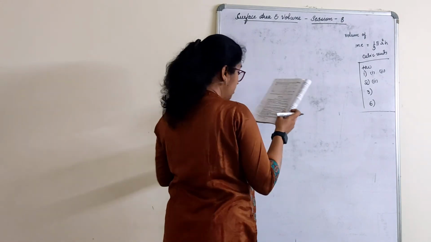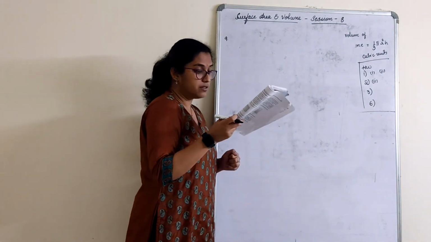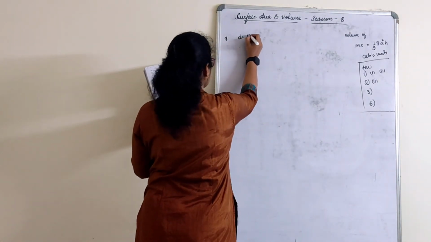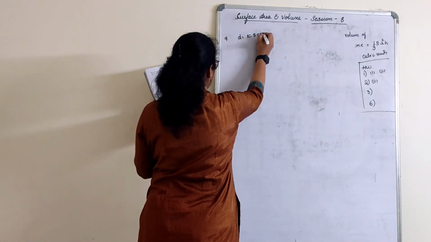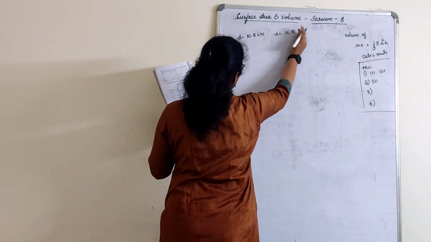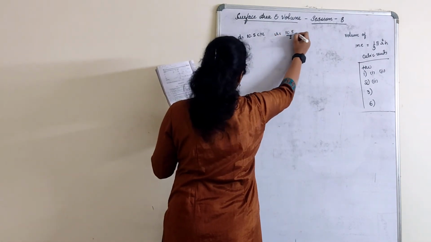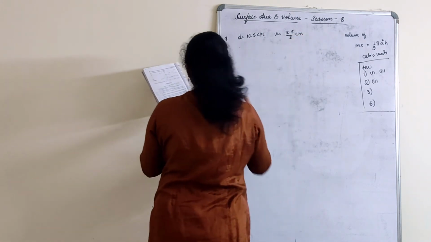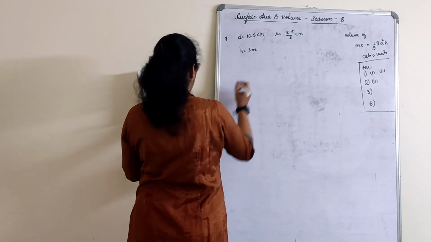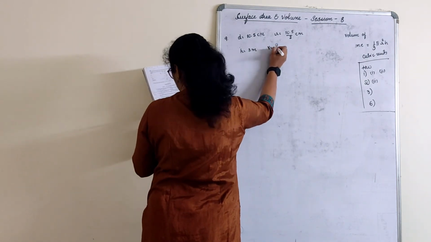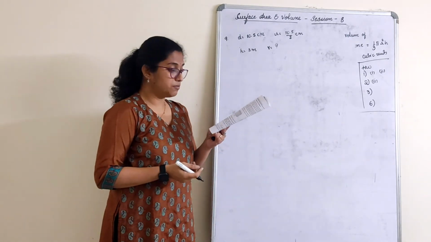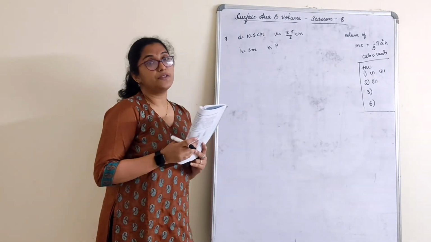Ninth one. A heap of wheat is in the form of a cone whose diameter is 10.5 centimeter. So radius is 10.5 by 2 centimeter and height is 3 meter. Find its volume. The heap is to be covered by a canvas to protect it from rain. Find the area of the canvas covered.